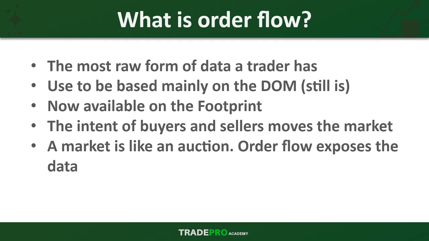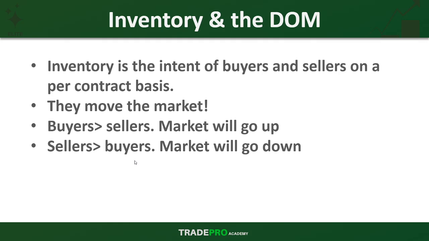So the intent of buyers and sellers does move the market. A market is like an auction, and order flow exposes all that data. Now, when it comes to inventory and the DOM, inventory is the intent of buyers and sellers on a per contract basis. So inventory and the DOM both represent where buyers and sellers are sitting to get in on the market. So again, if there's buyers below or strong sellers above, it could be a little more balanced. But if there's really strong buyers below, a decent amount below that market price, you will see price attraction into that interest to see what these buyers are made of.